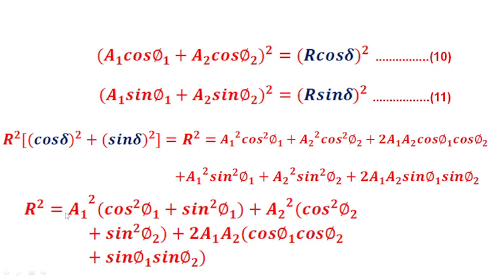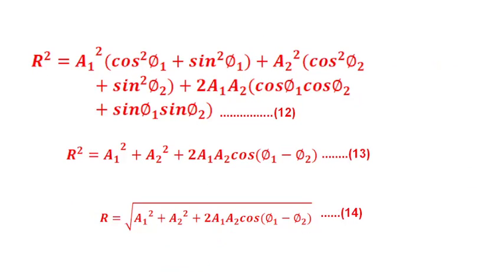R square is equal to A1 square into bracket cos square phi 1 plus sin square phi 1, plus A2 square into bracket cos square phi 2 plus sin square phi 2, plus twice A1 A2 into bracket cos phi 1 into cos phi 2 plus sin phi 1 into sin phi 2. Suppose this is equation 12.